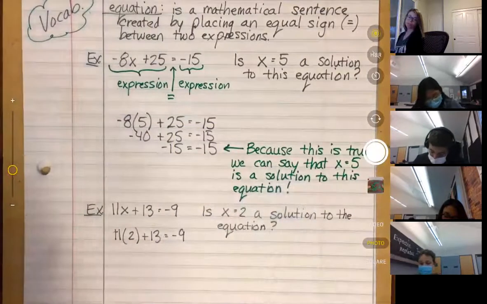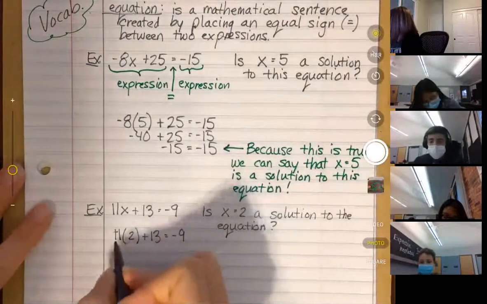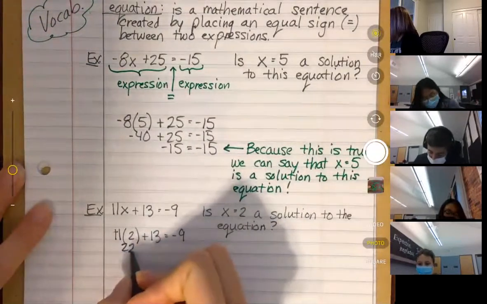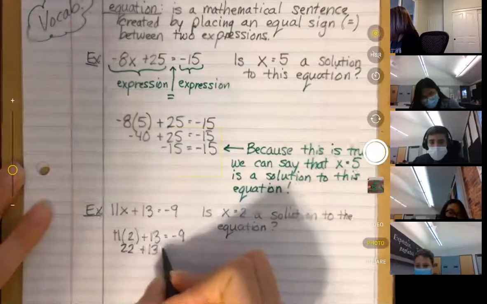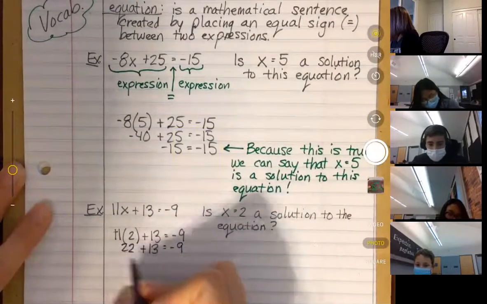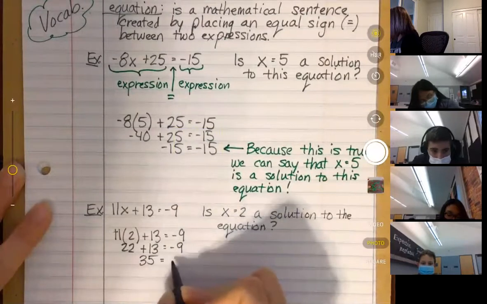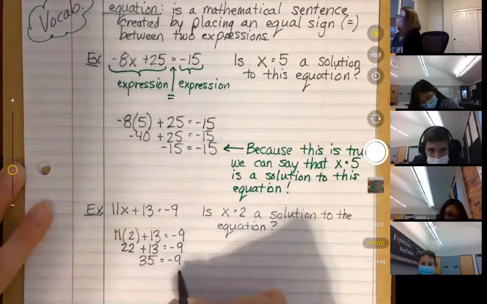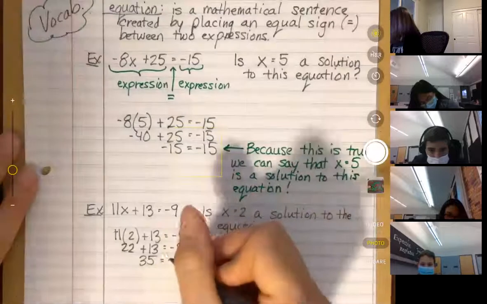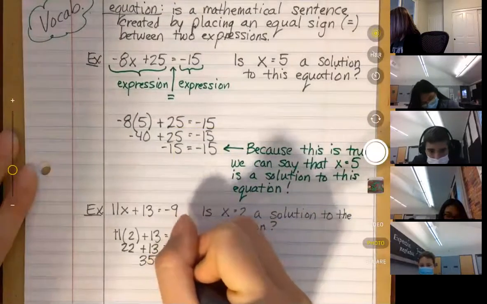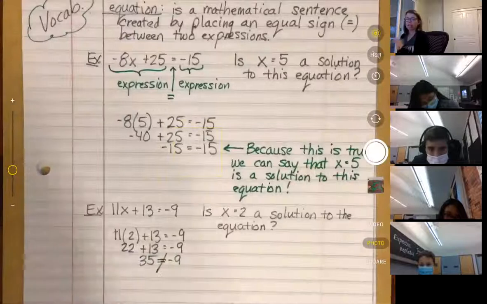I always put it in parentheses. Then 11 times 2 is 22. Bring everything else down. 22 plus 13 is 35. Now this is not true. 35 is not equal to negative 9.